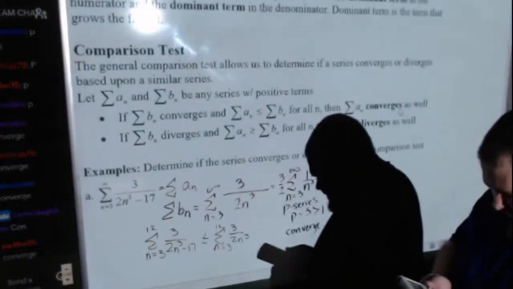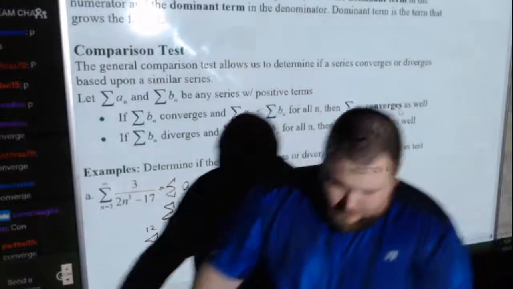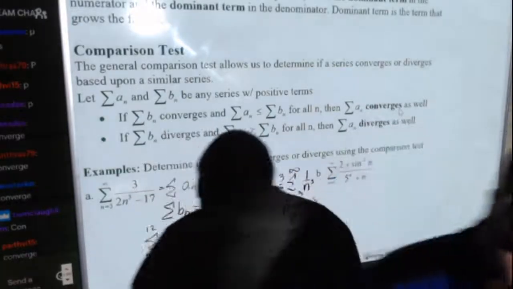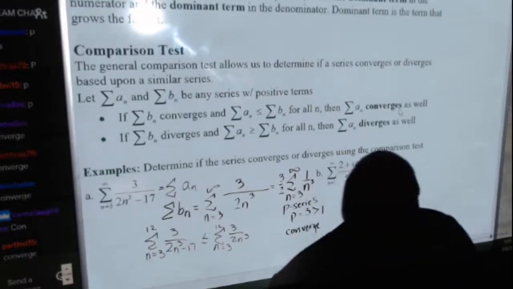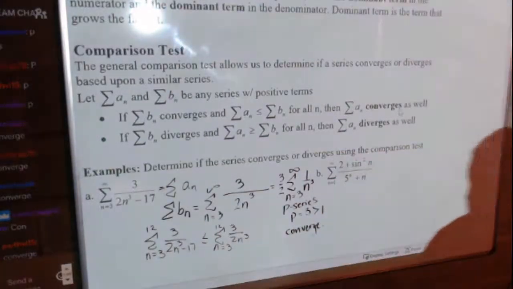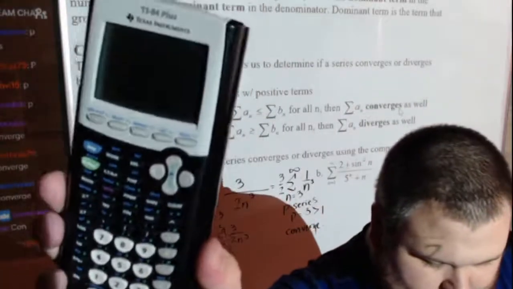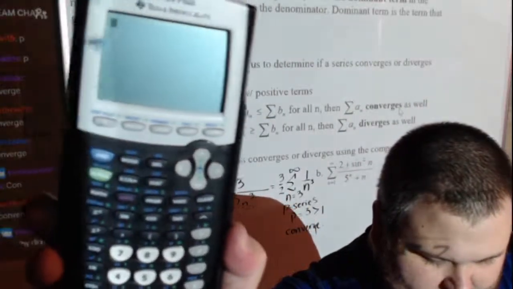So in my calculator, come over here so you can see. Turn this light on in case we need it. Alright. Guys can see the screen?